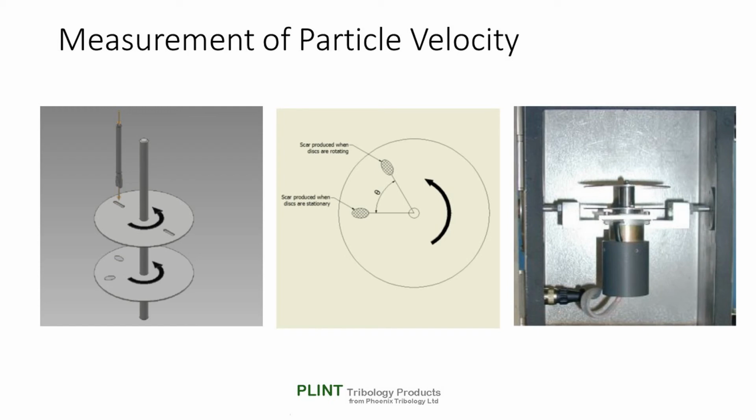In this method, two discs are rotated on a common shaft under the gas jet. The disc nearest to the nozzle has a thin radial slot. Two erosion scars are formed, one with the disc stationary, with the particles passing through the slot in the upper disc, and the other with the disc rotating at a known speed. The angular displacement between the two scars is measured and is used to calculate the time taken for the particles to travel the distance between the two discs.